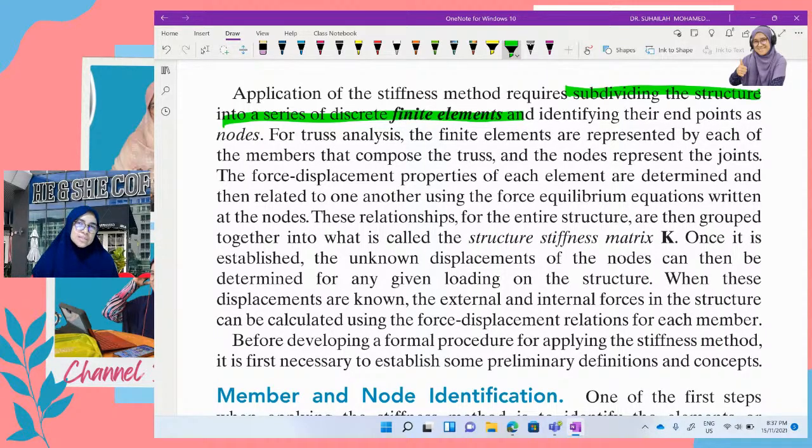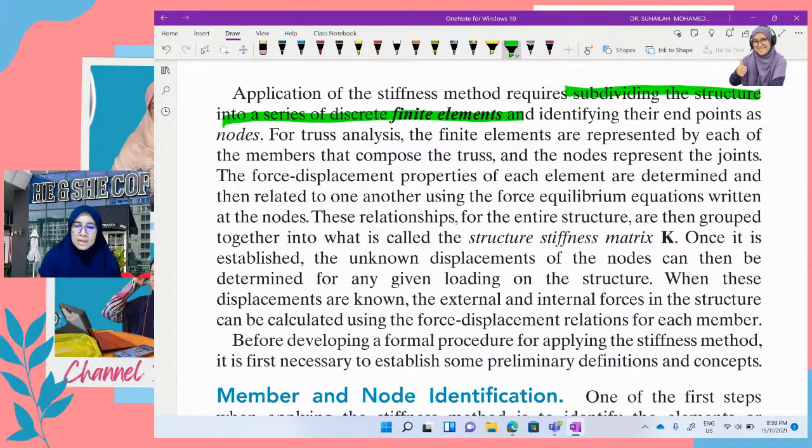The stiffness matrix means K, because the symbol for stiffness is K; we determine the stiffness in matrix form. We call it the stiffness matrix for the element. We will have a stiffness matrix for the element and a stiffness matrix for the structure. We don't have a stiffness matrix for a node. We only have a stiffness matrix for an element or member, and for the structure.